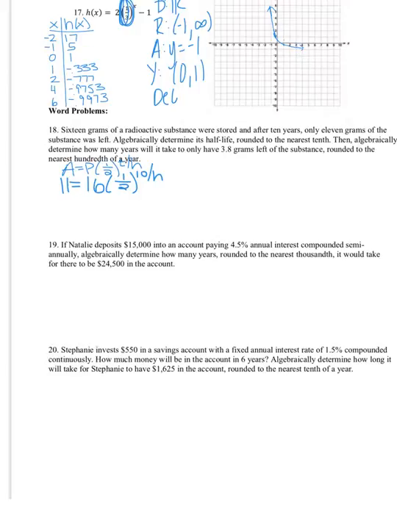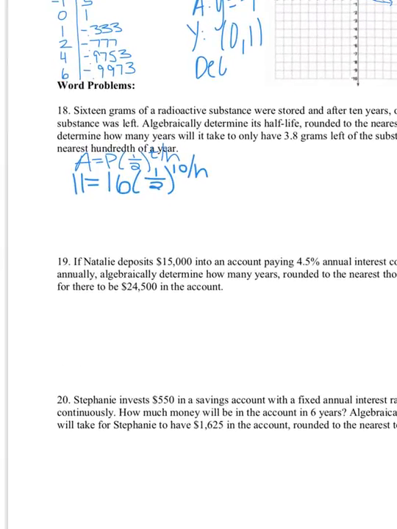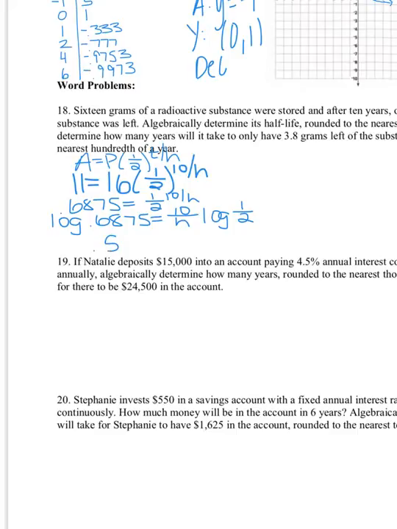So first I'm going to divide both sides by 16. I get 0.6875 equals 1/2 raised to the T divided by H. I throw logs in. So this is log of 0.6875 equals T over H. It's the whole point in using logs. Log of 1/2. Divide both sides by the log of 1/2. I get 0.54056 equals 10 divided by H.